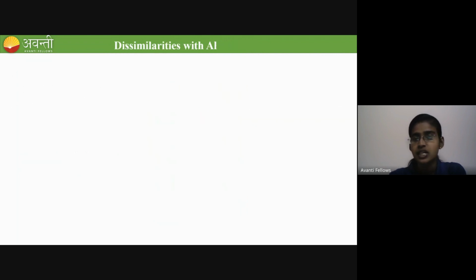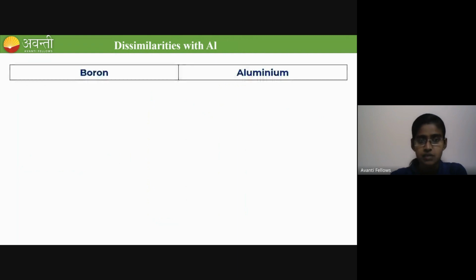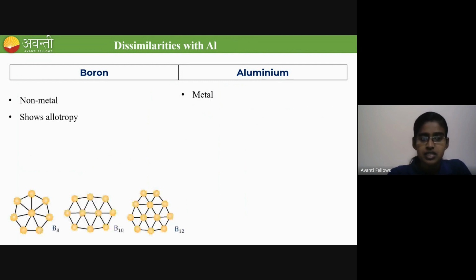Boron is a non-metal, the only non-metal in group 13, right? And aluminium is a metal. Boron shows allotropism. Allotropism means all the atoms are the same, but due to different structural arrangements, they give different forms, kind of like isomers: B8, B10, and B12. So boron shows this kind of allotropism.